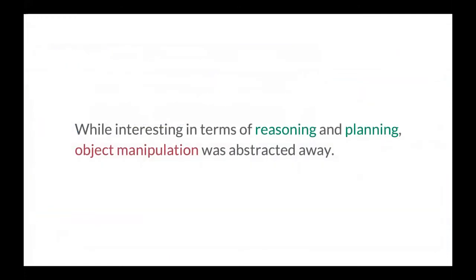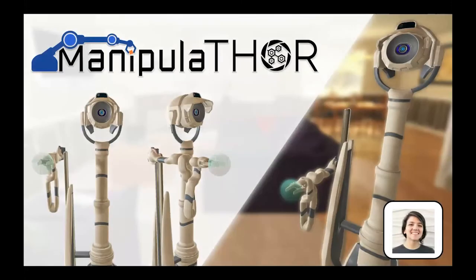Okay, so while the rearrangement task was interesting in terms of reasoning and planning, we abstracted away object manipulation. If you notice in the video, when we issued the pickup action, the objects transported to the agent. So Kiana and the Thor team extended the AI2Thor framework by adding a robotic arm, so we can do more realistic object manipulation. We call this framework ManipulaTHOR.